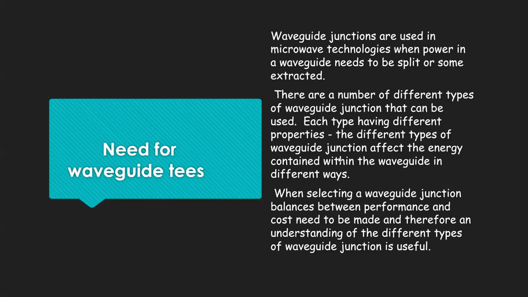In this PPT later. Let's see what the purpose of studying these different kinds of waveguide Ts is. The different types of waveguide junction affect the energy contained within the waveguide in different ways, and selecting a waveguide junction balances between performance as well as cost.